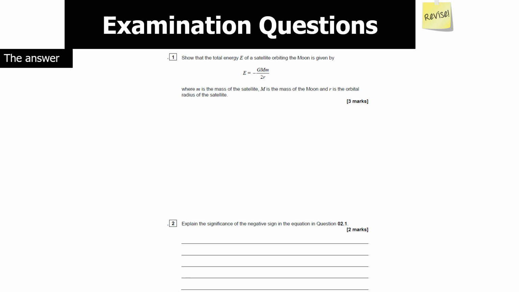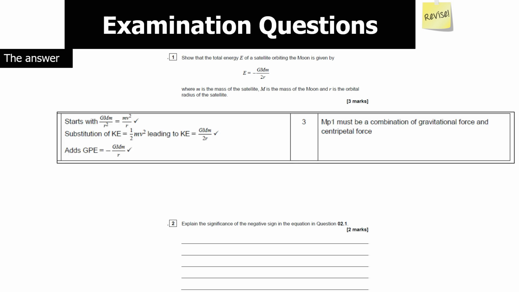Right, so how do you answer this particular question? Well, once again, you've got to indicate that the total energy of an orbiting body is the gravitational potential energy plus the kinetic energy. Remember again that the gravitational potential energy is a negative value, so you would have a half mv squared minus GMm over r.